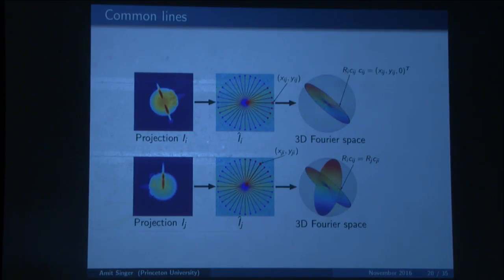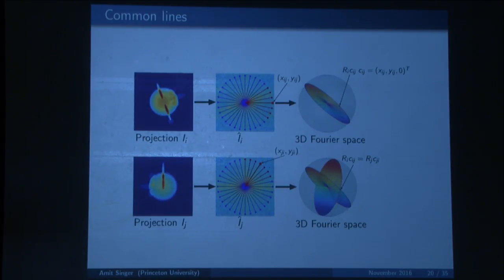This is called the common line, meaning that we should be able to find one line, let's say the red line in image I and the red line in image J, on which the transform values completely agree. If there is not too much noise, we should be able to find that line, and we know where they intersect. Once we know where the two planes intersect, there is still one degree of freedom, the angle between the two planes. But we can figure out that angle by adding a third plane.